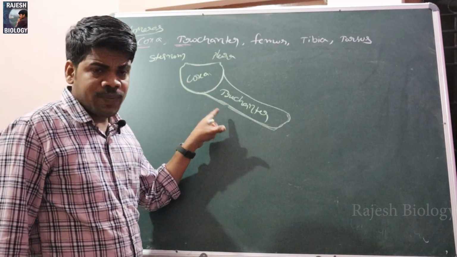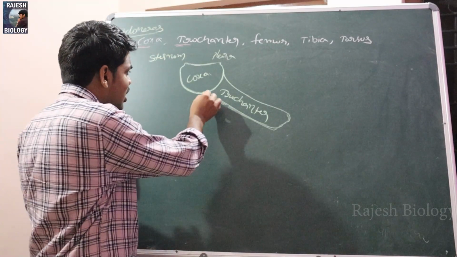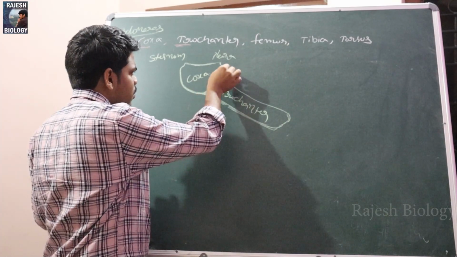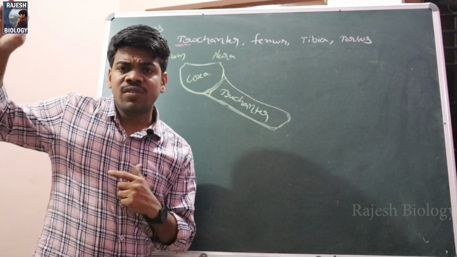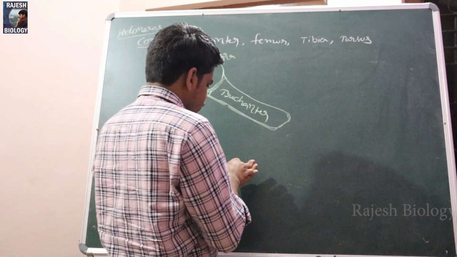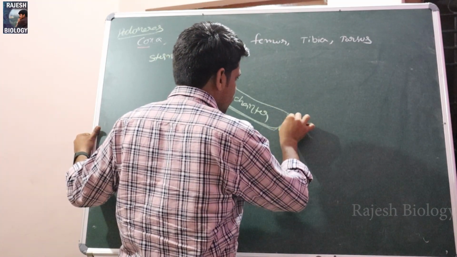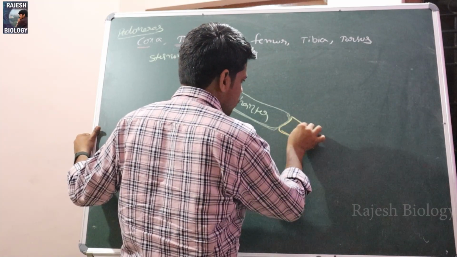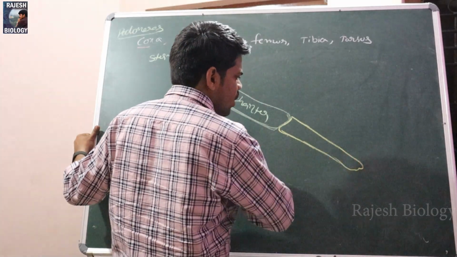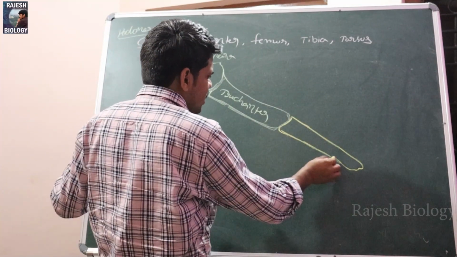On the other side, coxa is attached with the trochanter. Trochanter is freely attached with the coxa because here there is a joint, not an extension. On the other side it is attached to the femur. Femur is the strongest part of this leg. In our body also femur is the strongest bone. So like this it is the femur.